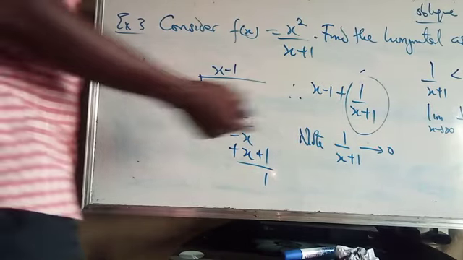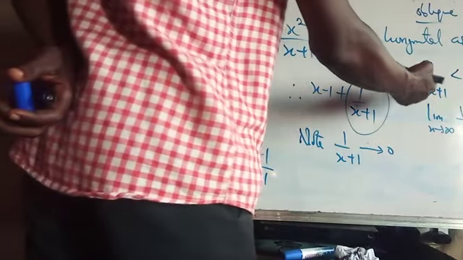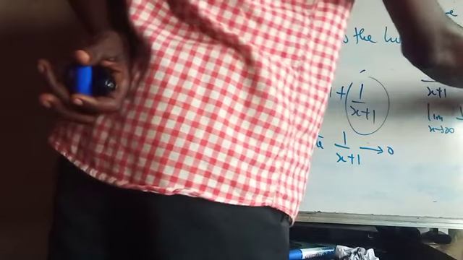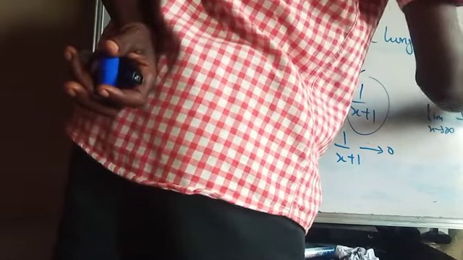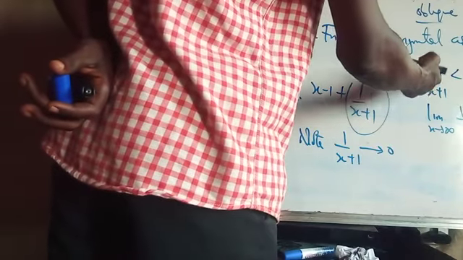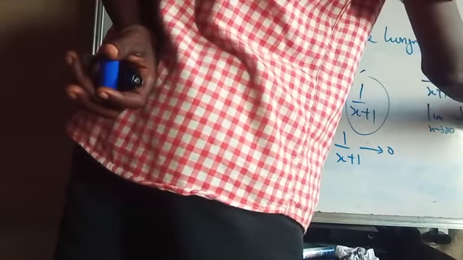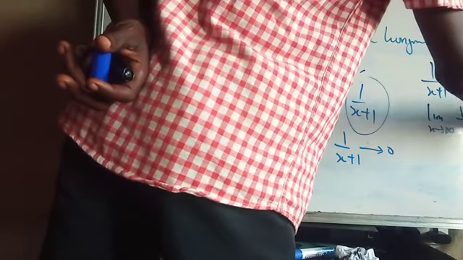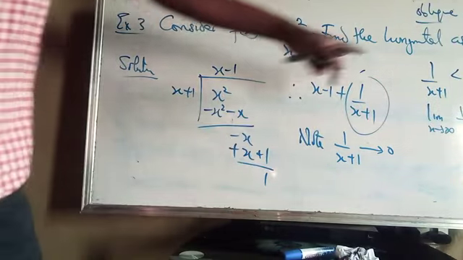Don't be surprised. If our x is 1 here, that will be 1 over 1 plus 1, that's 1 over 2. 1 over 2 is less than 1 over 1, which is 1. If our x is 2 here, that will be 1 over 2 plus 1, 1 over 3. It will be less than 1 over 2. So 1 over x plus 1 will always be less than 1 over x.